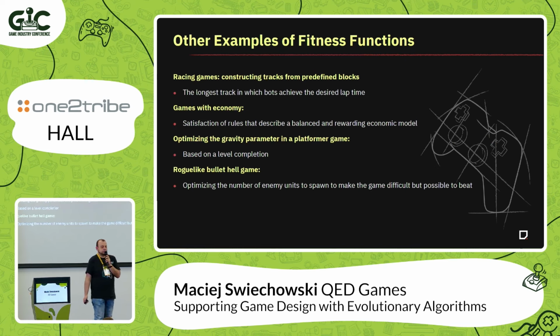As other examples, we can optimize tracks in racing games from predefined blocks. We can balance the economy in games. We can optimize the gravity parameter in a platformer game, for example, based on how long it takes for a bot to complete it or how many interesting events happened on the way. We can optimize the number of enemies to spawn in bullet hell games like Halls of Torment, for example, or Vampire Survivors.